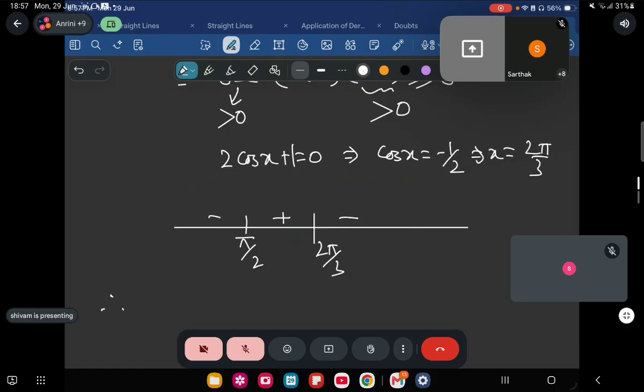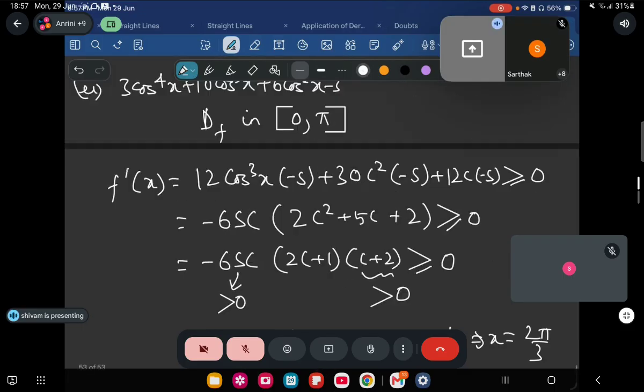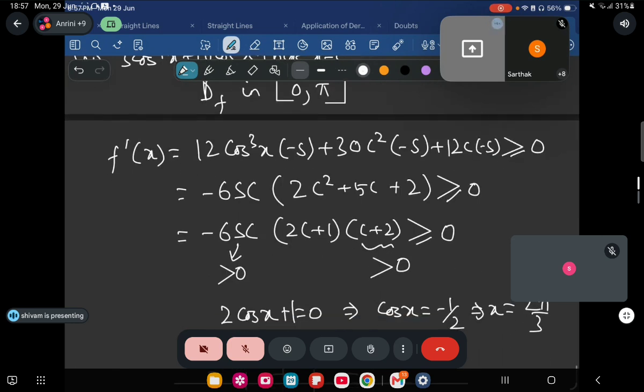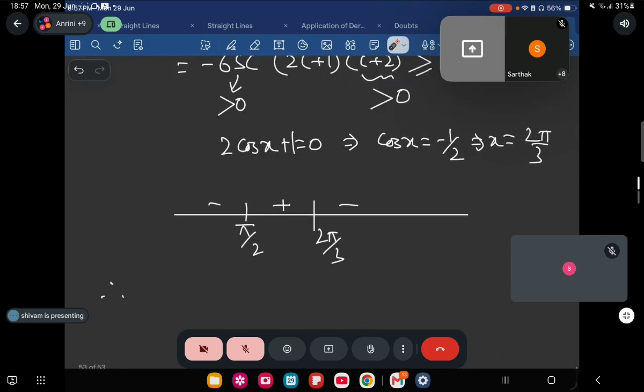Okay, sir. Understood. And between pi by 2 to 2 pi by 3, what will happen? It will become positive, right? Because cos will become negative after pi by 2. So it will become positive, then it is negative. So what are you getting?